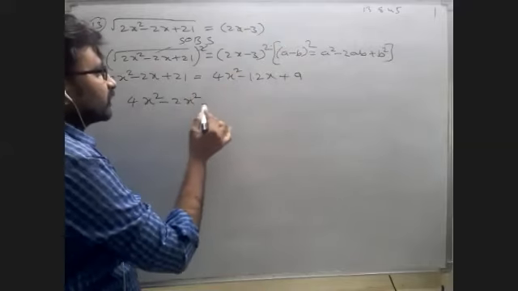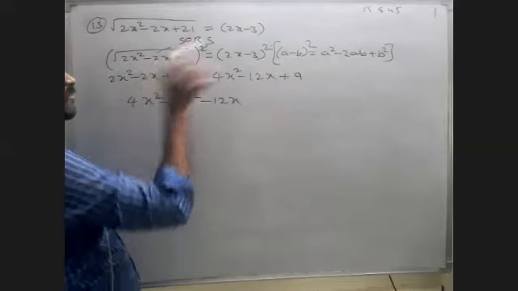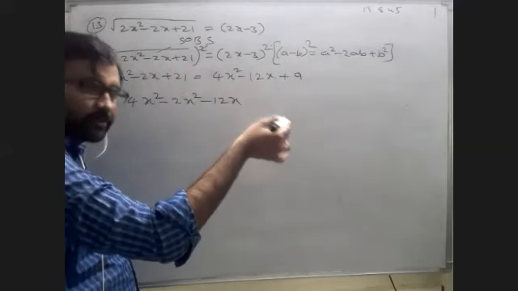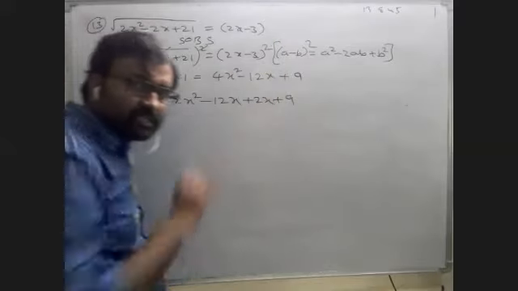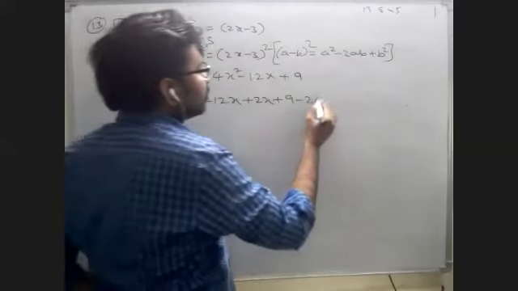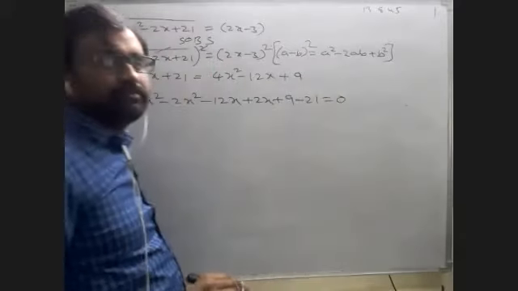Then the x term I am writing is minus 12x. Then I am taking minus 2x to that side, that will be plus 2x, and plus 9 is there. And this 21, taking that side, will be minus 21. Minus 21 is equal to 0.